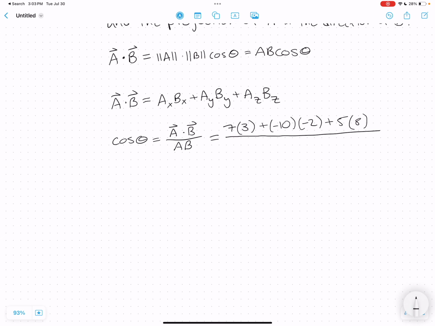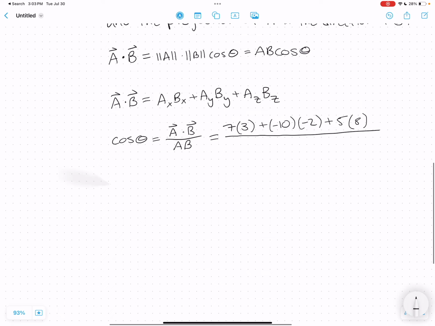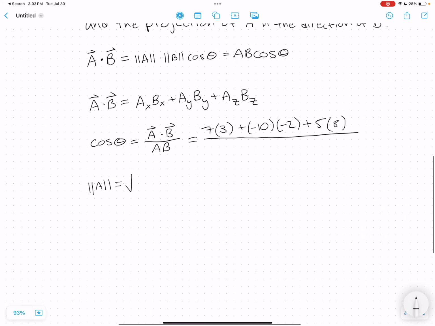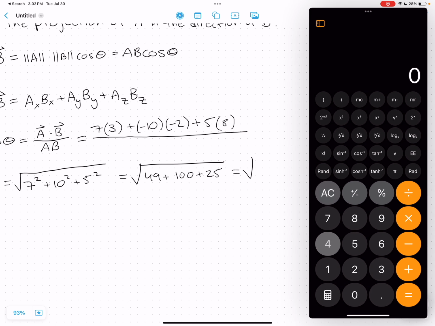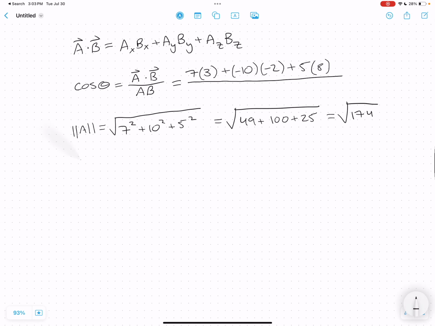Oh, look at this. We need the magnitudes of A and B. The magnitude of A is simply the square root of 7 squared plus 10 squared plus 5 squared. This is 49 plus 100 plus 25. I'm just going to pull out my calculator here: 49 plus 100 plus 25 is 174. I know likely many of you can do that in your head. I chose not to.